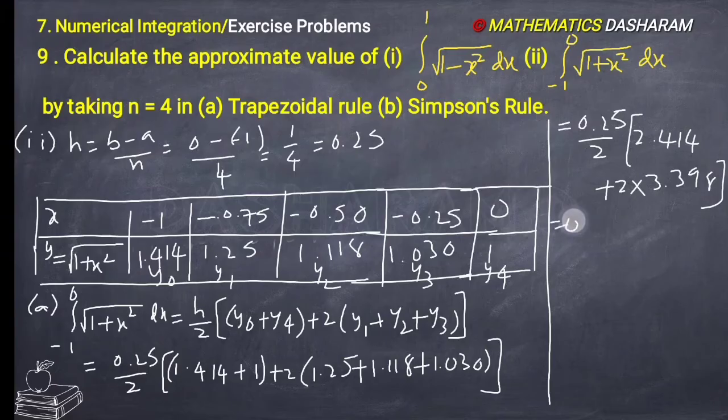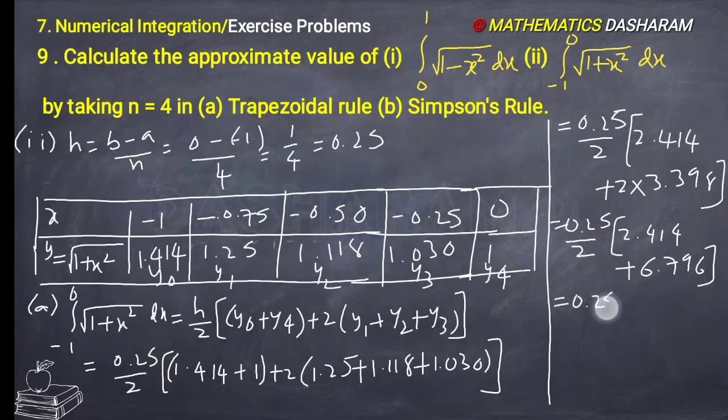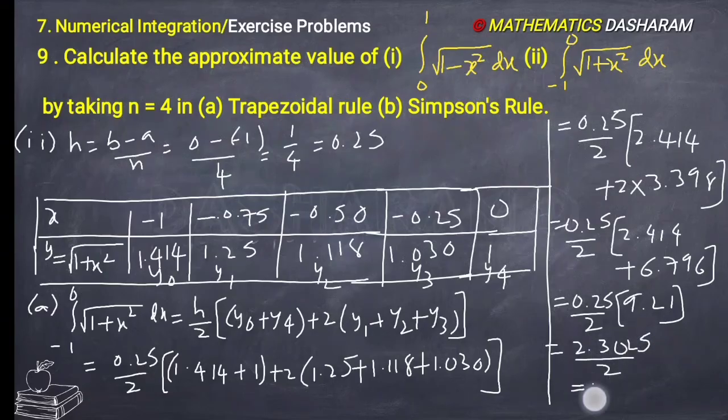So it is equal to 0.25 by 2, so 2.414 plus 2 into 3.398 is 6.796. So 0.25 by 2, so 9.21. So 0.25 into 9.21 is 2.3025 divided by 2. So then the answer is 1.15125, our required answer.